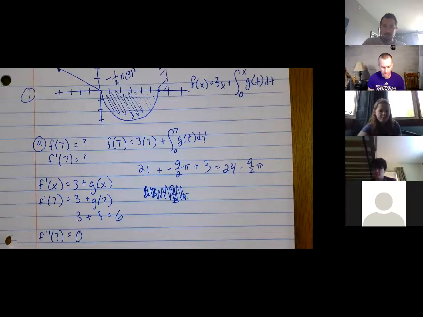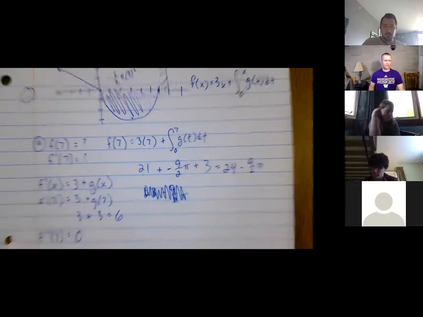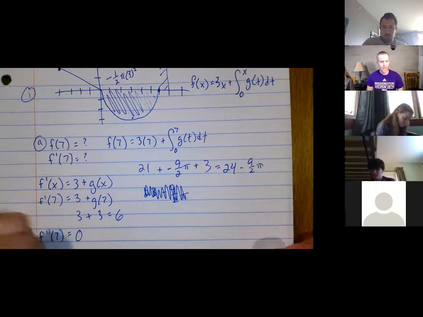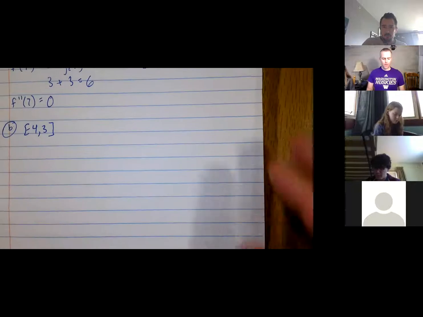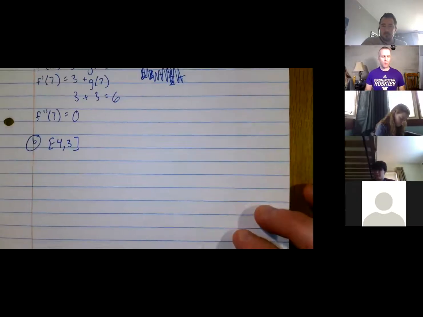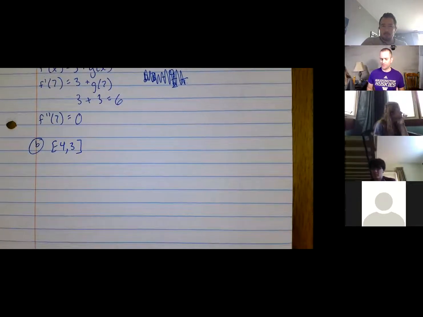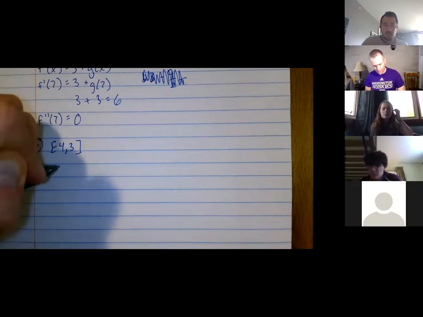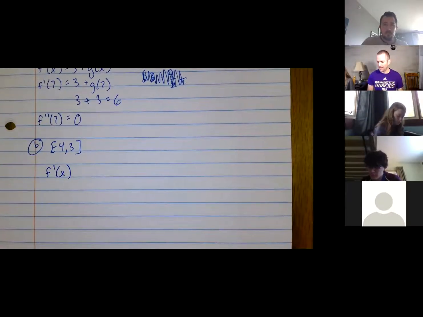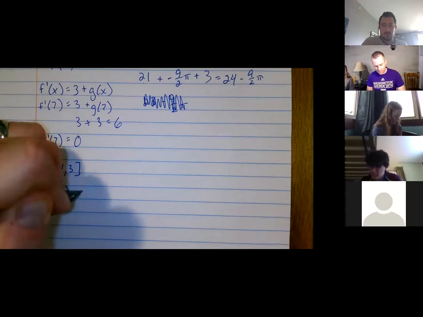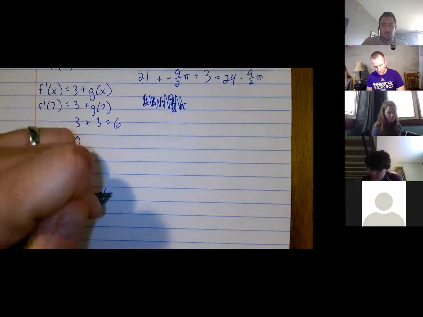All right, then let's go on to part B. Part B says find the value of x on the closed interval -4 to 3 at which f attains its maximum. So if I want to know when a maximum occurs, I want to examine a sign analysis of the derivative, right? I want to know what the sign of f prime is, right? So f prime, what we already did is we figured out that f prime of x is 3 plus g of x, right?